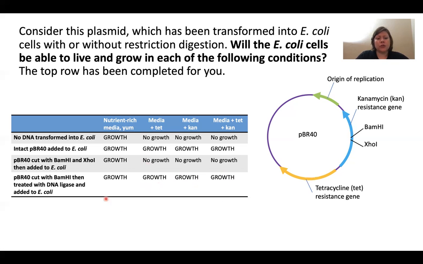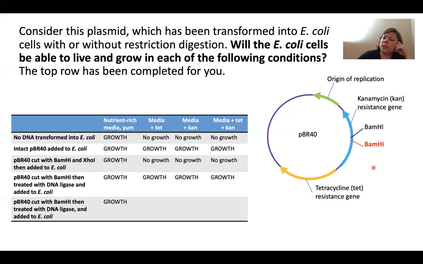And the presence of both of those antibiotics together also results in growth from these cells. And that's because by treating this plasmid with DNA ligase, we're able to restore the phosphodiester backbone that was cut by the restriction enzyme BamHI. And it's the same as inserting an intact copy of PBR40. We restored the original function of this plasmid. All right, here's one more challenge to think about.